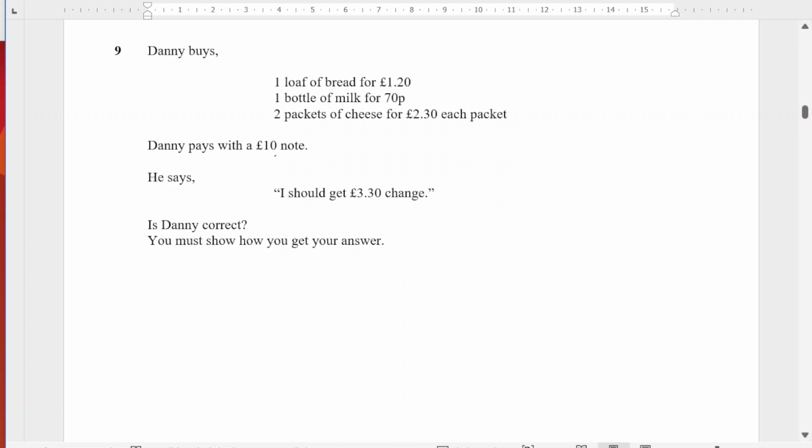So to do that, if we extract the information, I want 1 loaf of bread at £1.20, that would be £1.20. We want 1 bottle of milk at 70p. So in terms of numbers, that's going to be 0.7, because 70p is 0.7 of a pound, and 2 packets of cheese for £2.30 each. So I'm going to do this in 2 parts. I'm going to say that 2 times £2.30 is equal to £4.60, and then that's the total I want to add on.